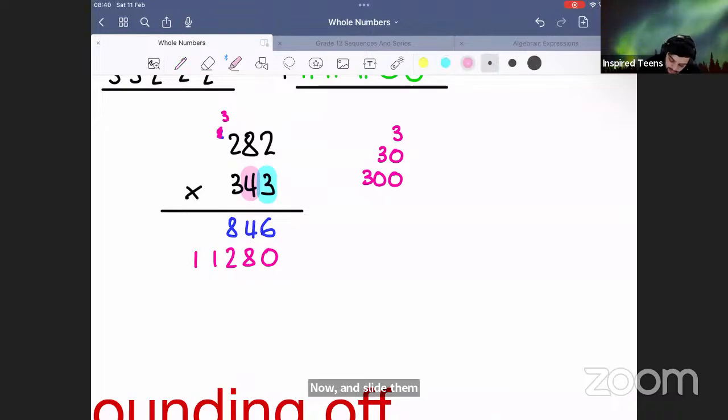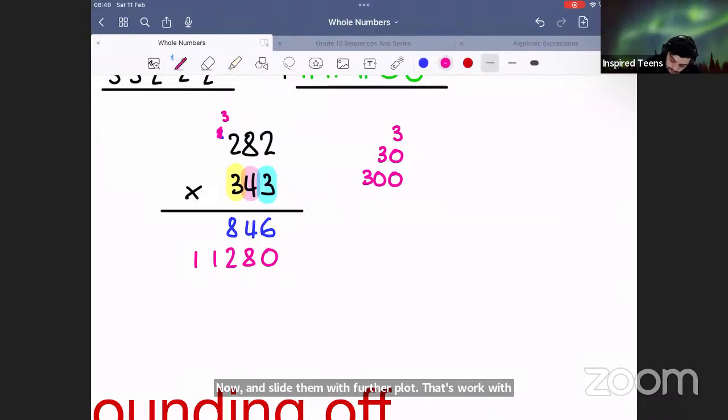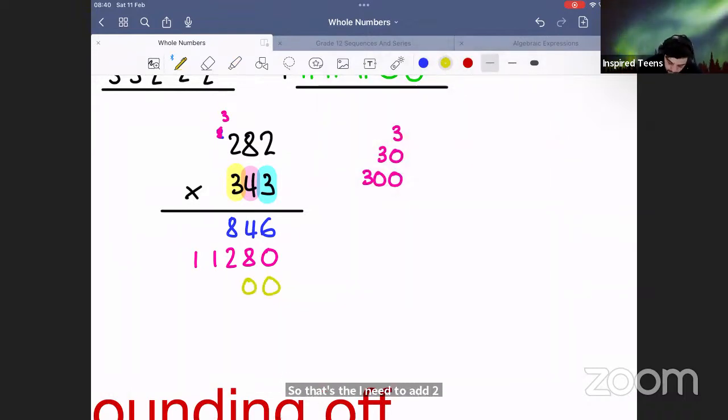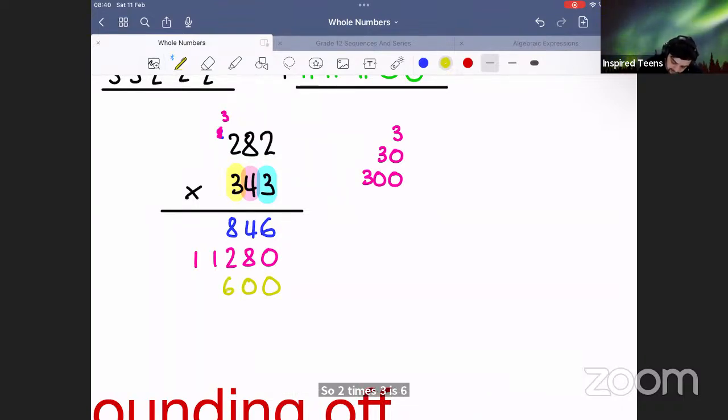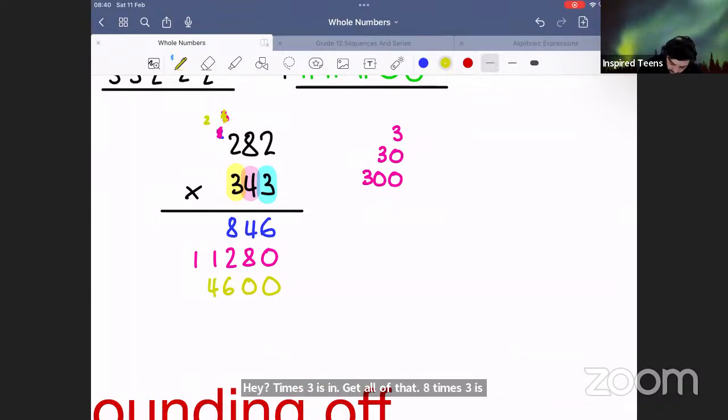Let's work with this guy, that 3. So with that 3, I need to add 2 zeros because that's actually the 100 value. It's like 300, not just 3. Okay, so it's 2 times 3, 8 times 3, 2 times 3 again. So 2 times 3 is 6. 8 times 3 is 24. So I put down the 4. 2 times 3 is 6, plus that 2 that I carried is 8.